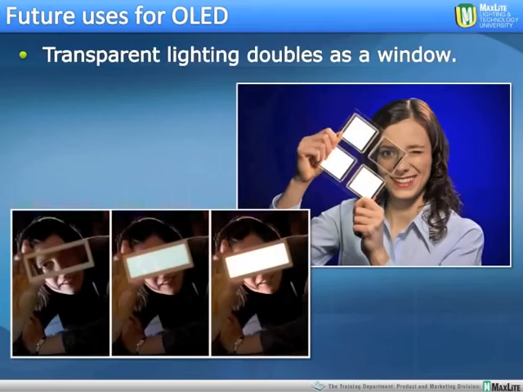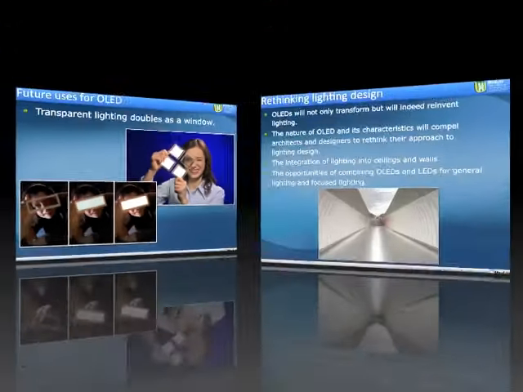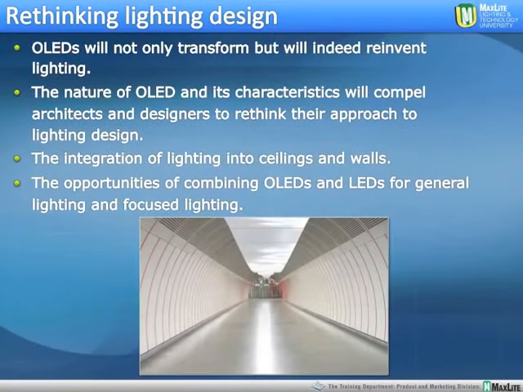This really, to me, is one of the most exciting things in the lighting industry horizon right now. Because we'll be forced to rethink the way that we do lighting, so many new approaches will come. OLEDs will not only transform, but will actually reinvent the way that we think of and the way that we use lighting. The nature of OLED and its characteristics will compel particularly the architects and designers to rethink their approach to their design work. The integration of lighting into ceilings and walls, combined with building controls, will be the ultimate in energy efficiency, and frankly, it can be quite beautiful if done well.